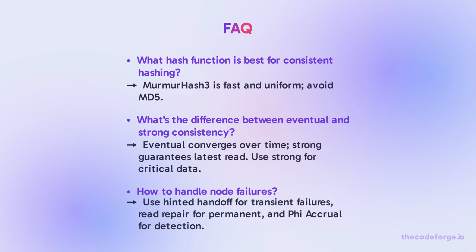What hash function is best for consistent hashing? Murmur hash 3 is fast and uniform. Avoid MD5. What's the difference between eventual and strong consistency? Eventual converges over time. Strong guarantees the latest read. Use strong for critical data. How to handle node failures? Use hinted handoff for transient failures, read repair for permanent, and phi accrual for detection.